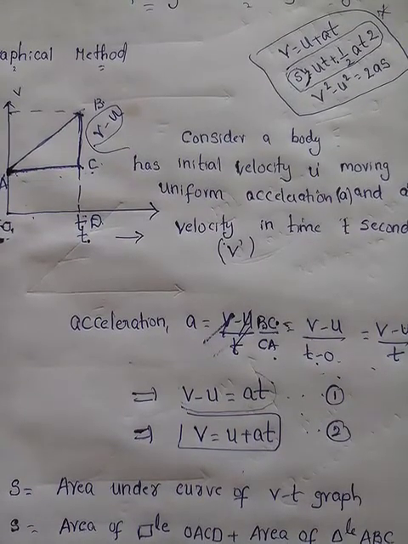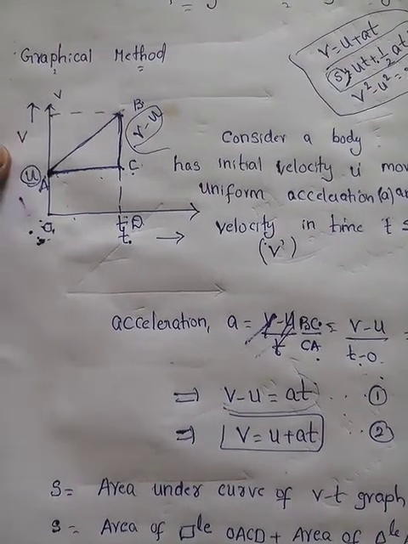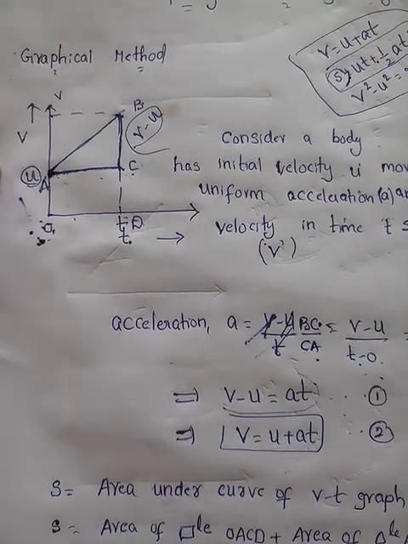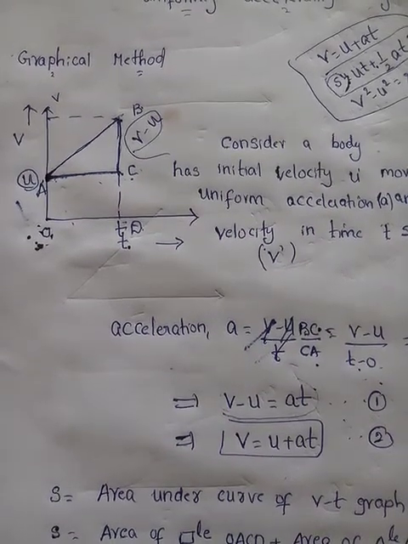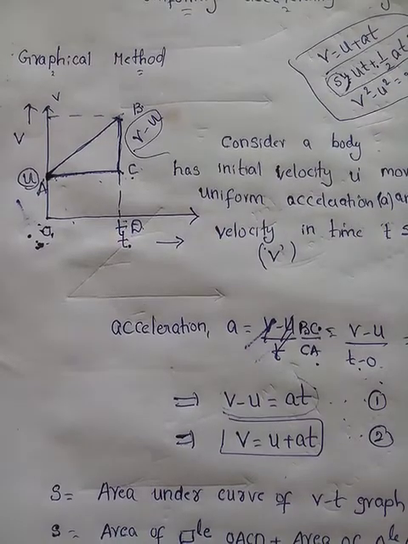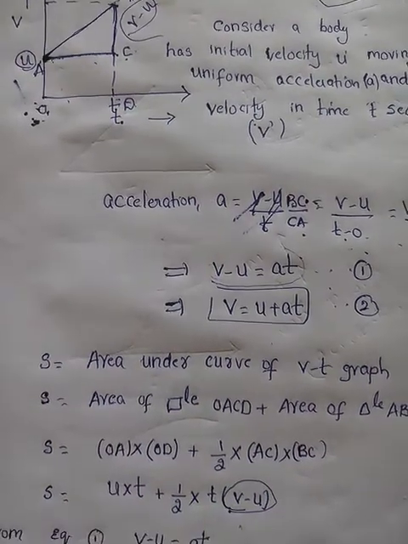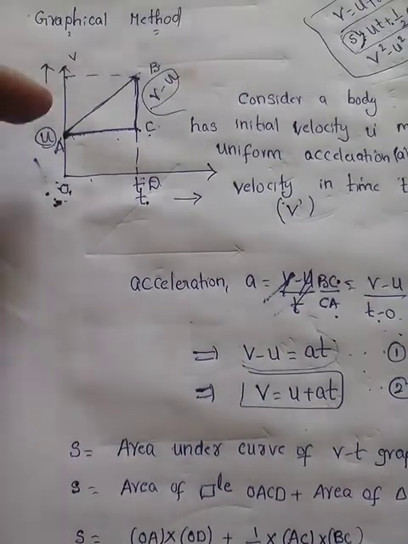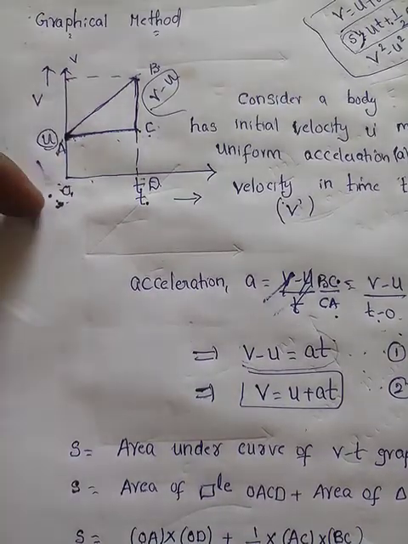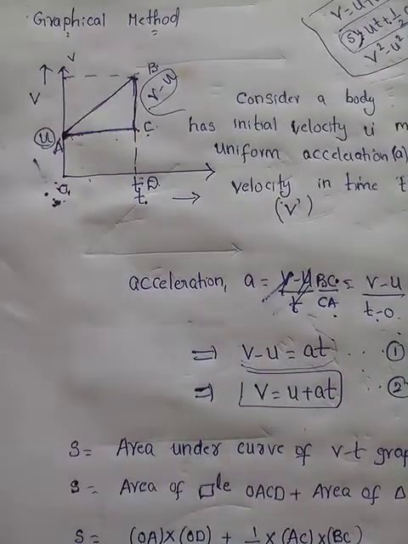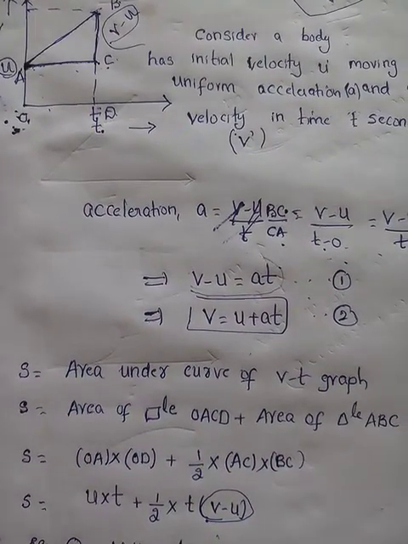I want to calculate displacement, and this is the VT graph. We know how to calculate displacement. Displacement is equal to the area under the curve of the velocity time graph. I have written the same thing: S is equal to the area under the curve of the VT graph. What are the areas covered under the VT graph here? One rectangle and one triangle. What is the name of the rectangle? OACD. So, I have written area of rectangle OACD plus area of triangle ABC.